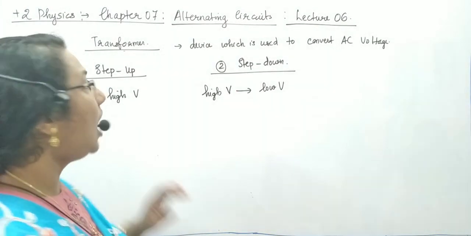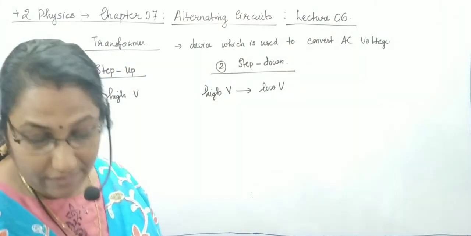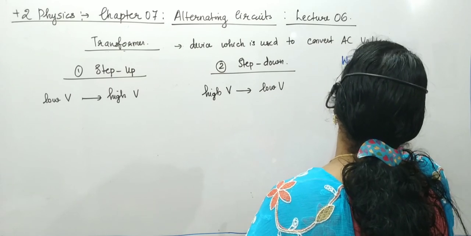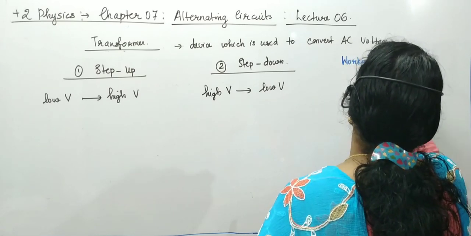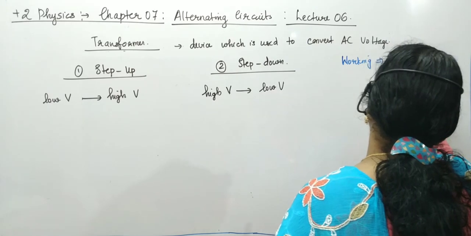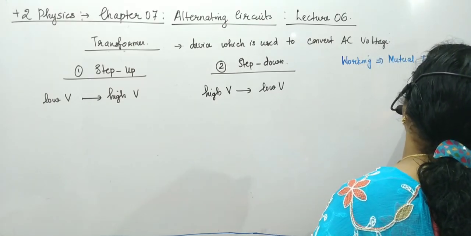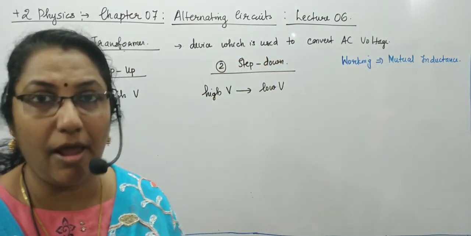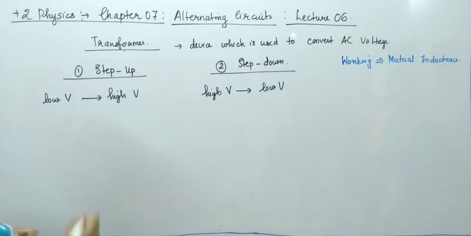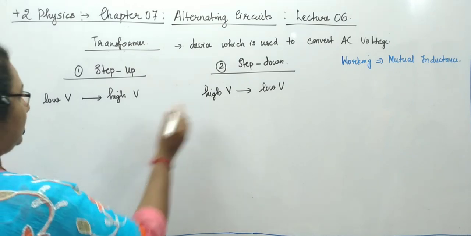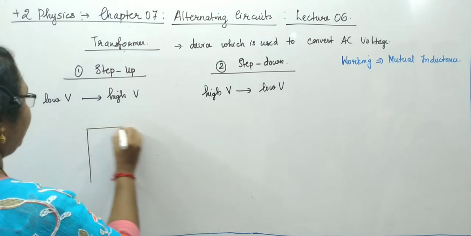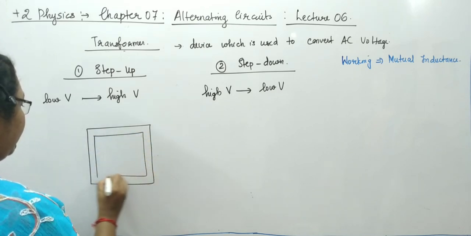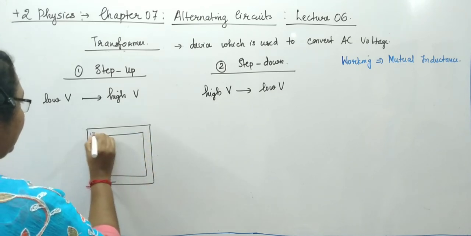And how does this transformer work? A very simple principle that we have discussed throughout this chapter, called mutual inductance, or electromagnetic induction. It works based on the principle of mutual inductance. That means any transformer, whether step up or step down, consists of a soft iron core like this, with a large number of turns like this.